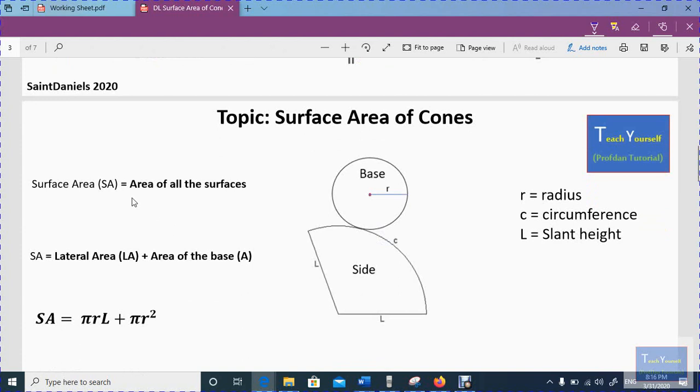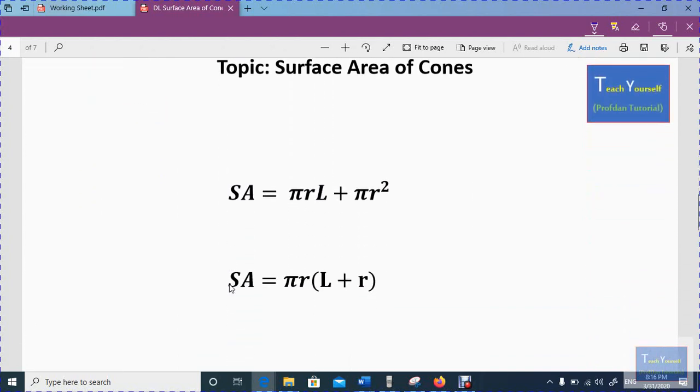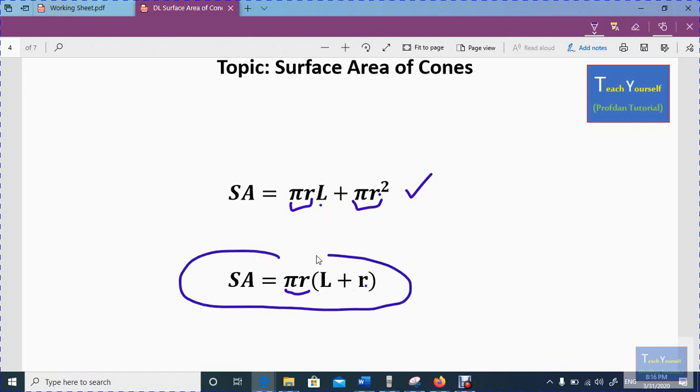That is what we have here. I've explained that the area of all the surfaces is the base, which is the circle, and the side, which is the lateral area. The surface area is the lateral area plus the area of the base, which I established for you as pi r L and the area of the circle pi r squared. Finally, with this formula, you can simplify further as pi r is in both terms, so we have pi r into bracket, we are left with L plus r. So this is the formula for finding the surface area of a cone.